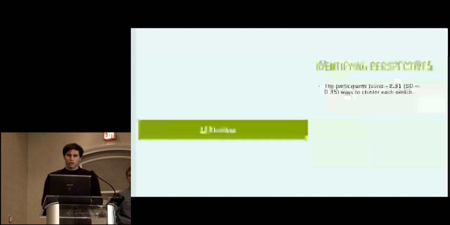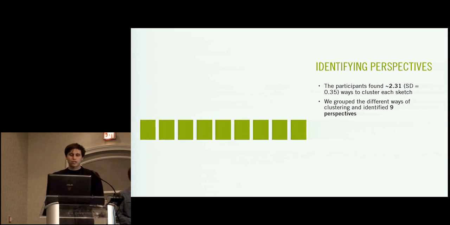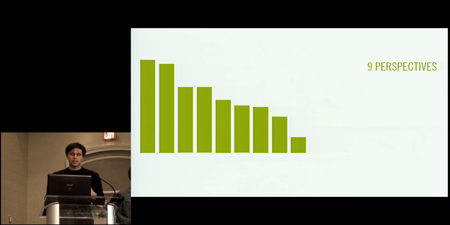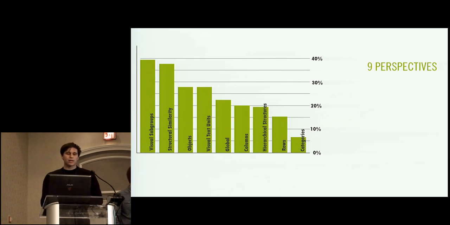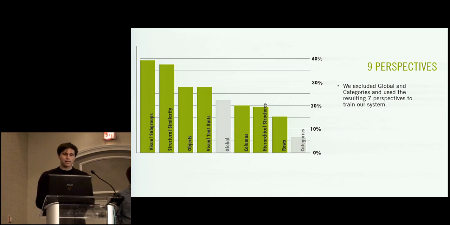What we saw is that there are about 9 perspectives of how people do these clusterings. Once we look at the occurrences, we see that the 3 that I just showed you are the most common ones, while there also exist other types like columns and rows, which are very easy to depict. We didn't use all of those 9 perspectives in our algorithm. We omitted global and categories. Global because it was basically just people saying this sketch can't be clustered, it's just one big giant chunk. And categories, first, because it was only very minor in its occurrence, and second, it goes more on semantic principles.